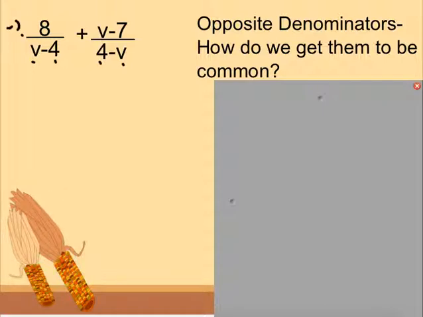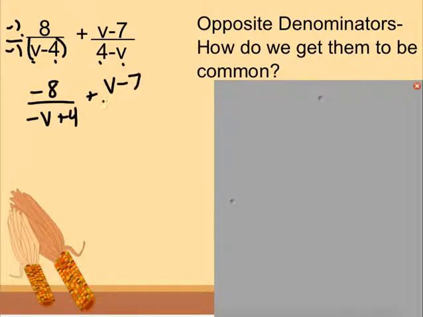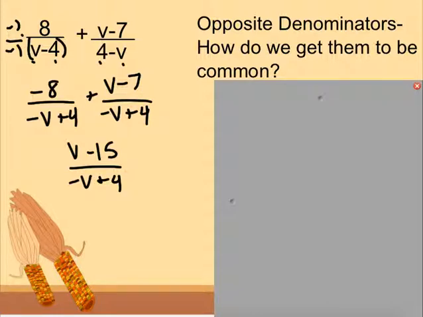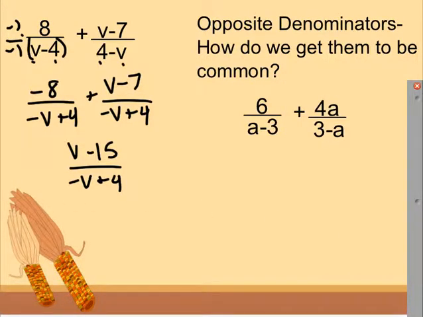Let's try by negative 1 over negative 1. So I get negative 8 over negative v and a positive 4, which is exactly what I have in the other one. Okay, I have a negative v and a positive 4, so I now do have common denominators. So I can add these together and get v minus 15 over negative v plus 4. So if you have opposite denominators, multiply by negative 1 to get those common denominators. Okay, and you can try that with this one here.